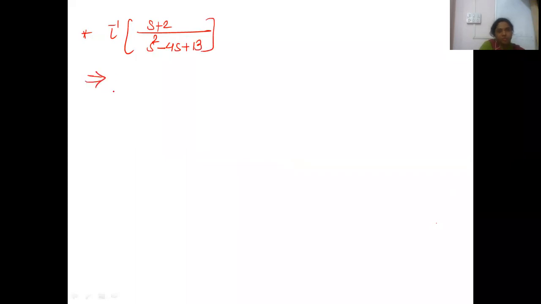Okay, now we'll take that question. Laplace inverse of s plus 2 upon s square minus 4s plus 13. Most of the things in Laplace inverse come from the denominator. If the denominator is in the standard formula, we can easily solve.